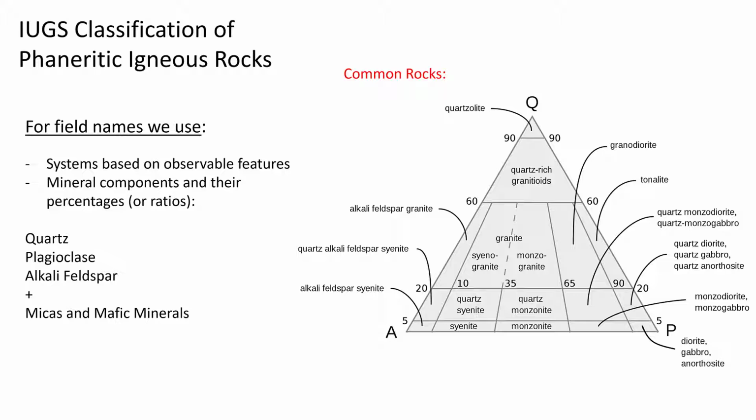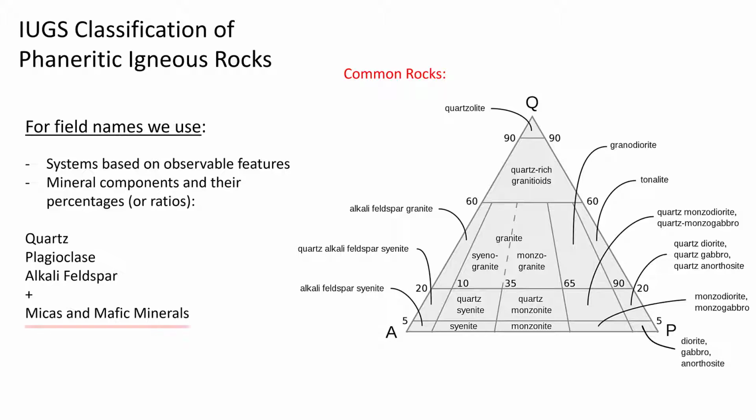For field names, which is what we'll be using in this course, we use systems based on observable features, such as this classification scheme, and the mineral components are given by their percentages or ratios. The percentages of quartz, plagioclase, and alkali feldspar give you the root name somewhere on this diagram, such as granite, granodiorite, or syenite, or others.